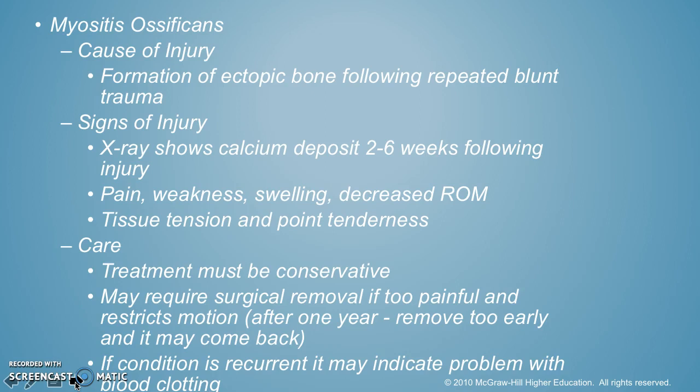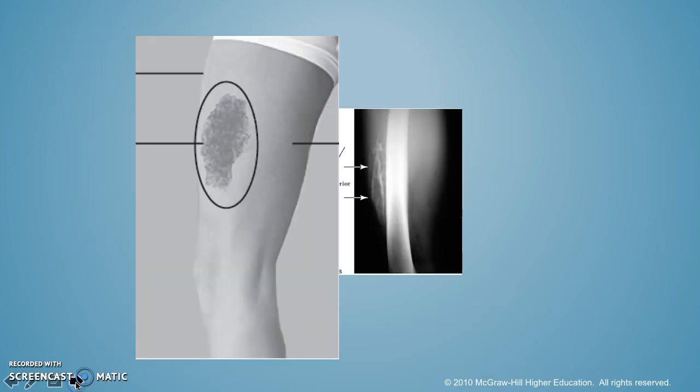And with treatment, you've got to be really careful with this. You can't try to rush them back. The treatment needs to be conservative. It may require surgical removal if it's too painful and restricts the motion. You've got to wait a year though, because if you remove it too early, it may come back. If it's something that happens over and over again, then they might be concerned about blood clotting, but for the most part, that's not the case. So there are some myositis ossificans images.